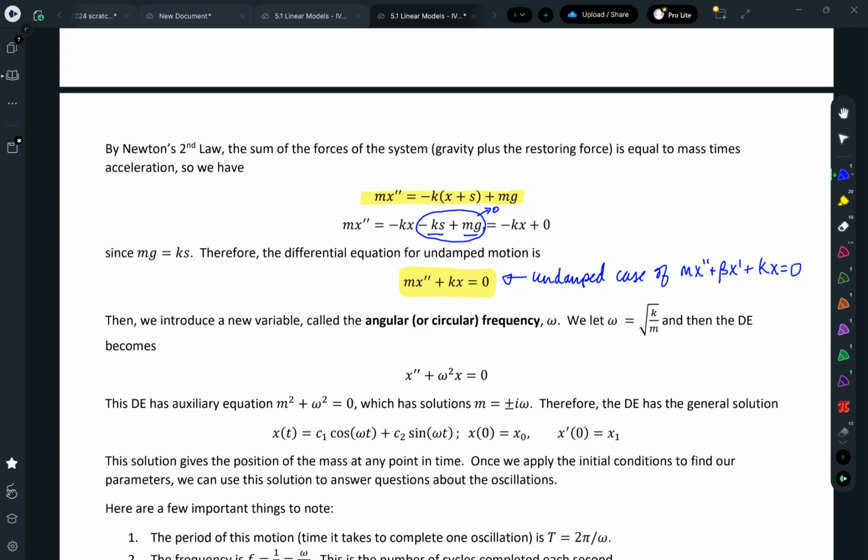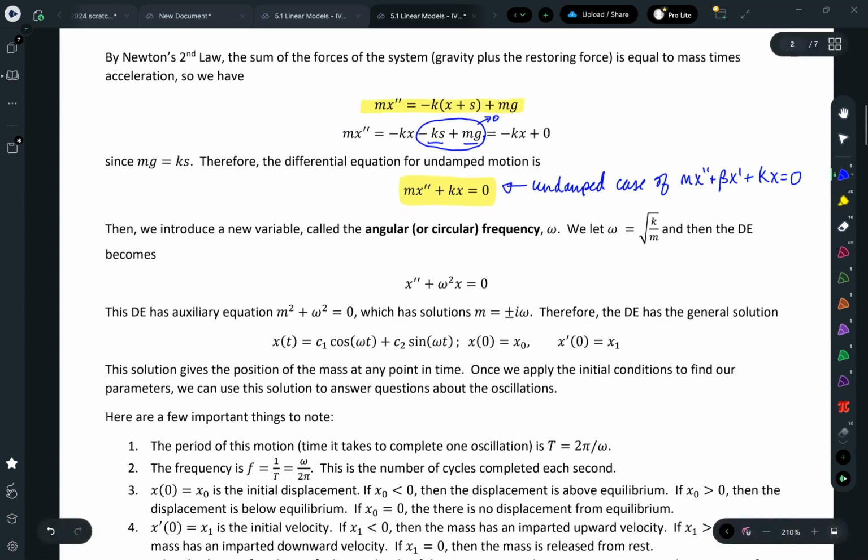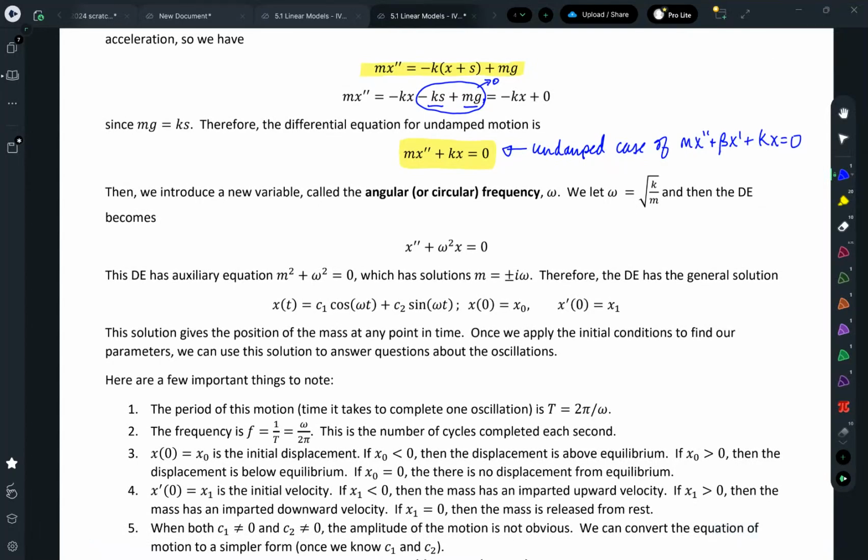Now here's where things get a little bit weird, and you don't need to do this, but I talk about it because your book does, and we do get some information from it. It's just that we don't need to change our constant names in our differential equation in order to figure this out. We have a new variable called the angular or circular frequency, and its name is omega. It looks like a W, but it's an omega. Omega is going to equal the square root of k over m. So what they've done here is they've taken this original differential equation and divided everything by m.